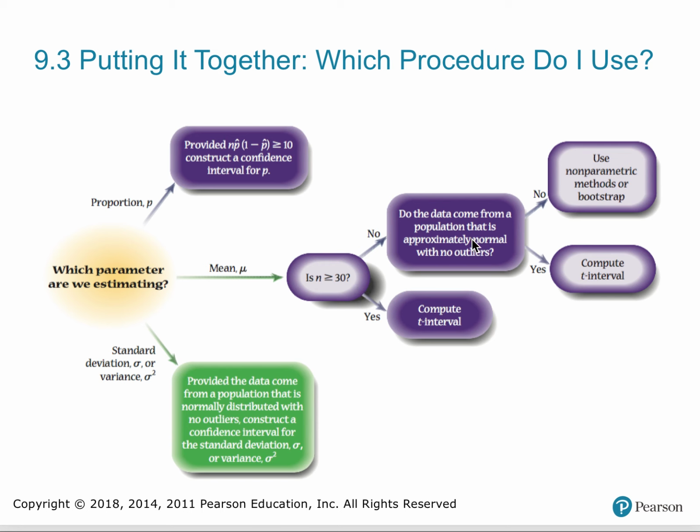Do the data come from a population that is approximately normal? So we're going to look at a histogram and see if it's bell-shaped, and then look at a box plot to see if it has any outliers. If no, we would use non-parametric methods, which we don't do in this course, but if yes, then we compute our t-interval.